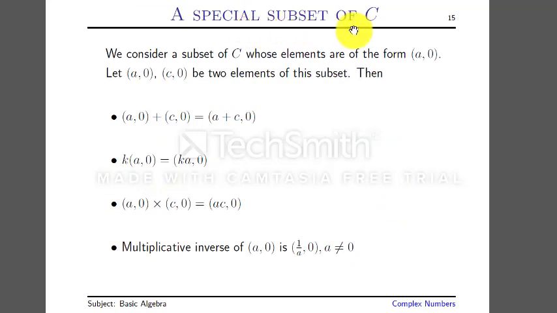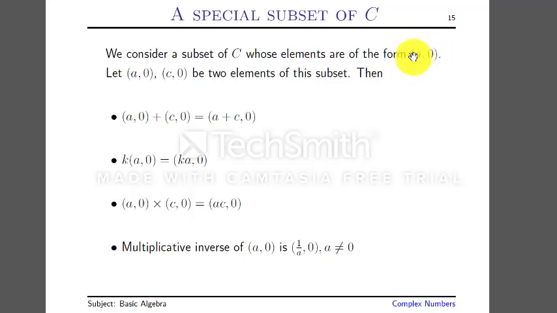A special subset of C. A special subset of C is the set of real numbers. A, 0. A, 0 is a real number and A, 0 is a complex number as well. We consider a subset, a special subset of C, whose elements are of the form A, 0. This special subset is the set of the real numbers. The set of real numbers is a subset of the set of complex numbers, because every real number is a complex number, but every complex number is not a real number. So the complex number set is more generalized than the set of the real numbers.